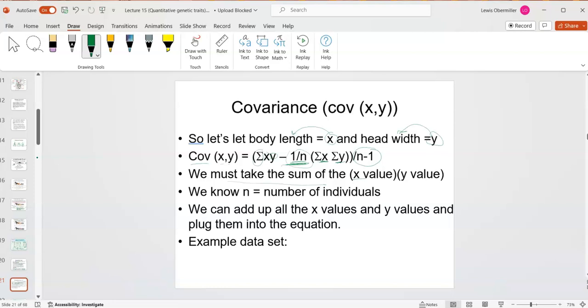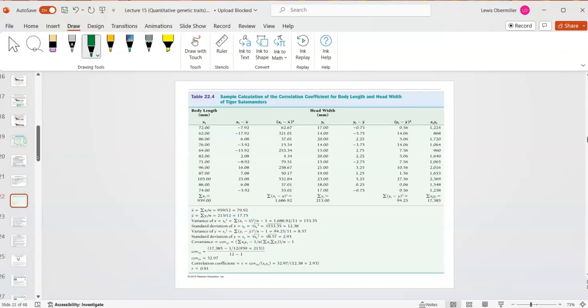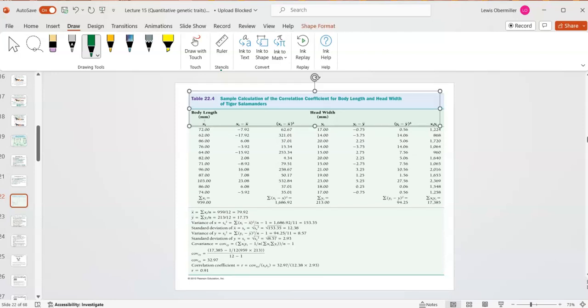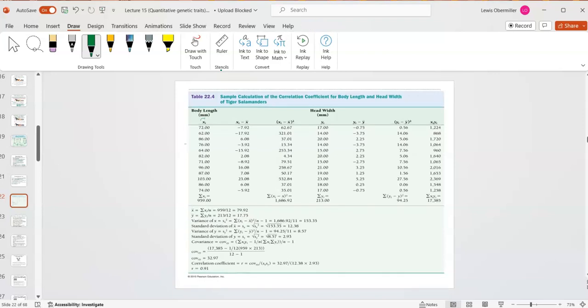So we got to sum x and we got to sum y. We know the number of individuals. We add up all the x and y values, and then we put them in the equation. So here's a data set. And basically, this is just the same thing they were doing before. We're just taking the difference between x and y.